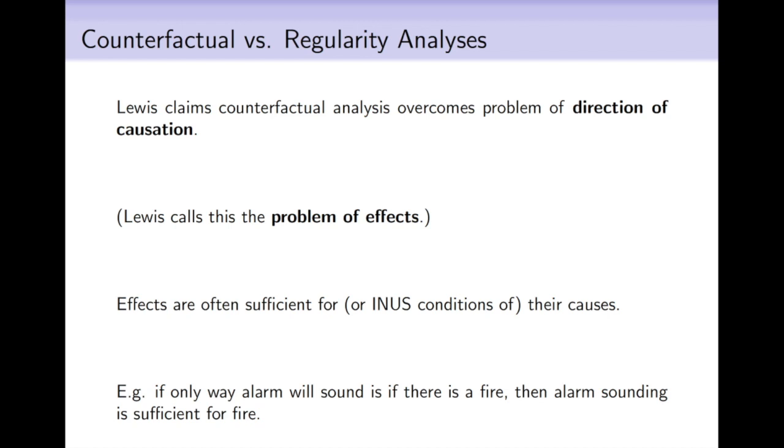Now, we also saw, at least briefly last time, that there's potentially a problem for the regularity analysis with the direction of causation, and that's because not only do causes often turn out to be INUS conditions for their effects, but also effects are often INUS conditions of their causes, right? So the worry is that the regularity account, and particularly the INUS account, is going to imply that effects cause their causes, which at least normally they don't. So to get a sense of why, suppose that the pavement is wet, and what in fact caused the wet pavement was the rain.